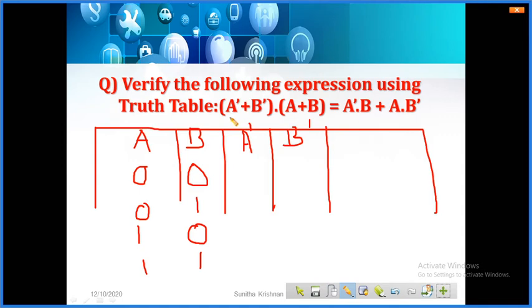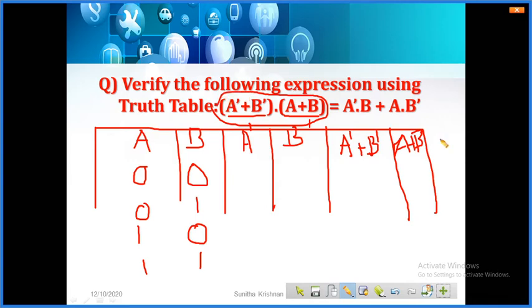Then after this, you have to first find out A bar plus B bar. So 1 is done. Again you have one more thing. What is that? A plus B. So you need a column for A plus B. Again, is it finished? No. You have to find these terms also. So again you need a column for A bar, these 2 columns. Add these 2 columns and write it here.